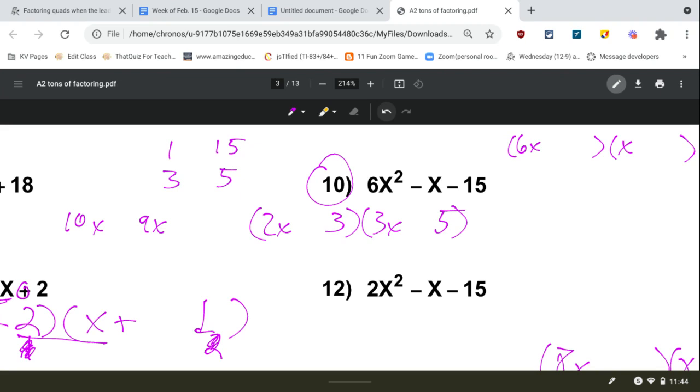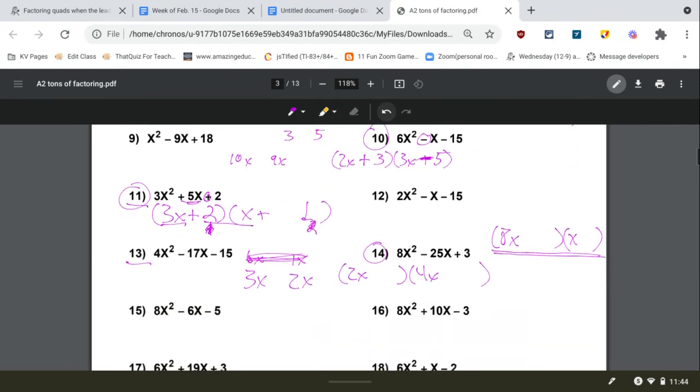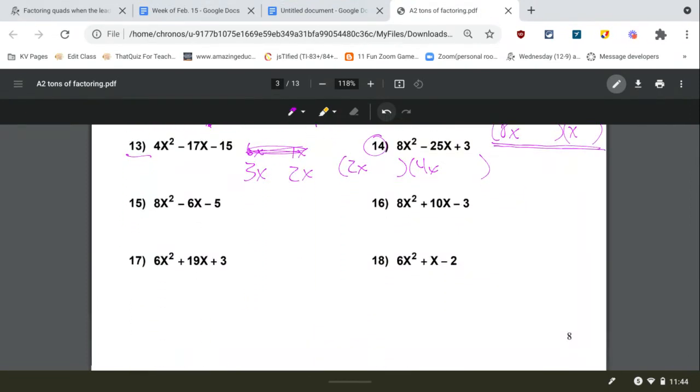So if I try the negative here and the positive there, that's going to give me 10x, and this one's going to give me negative 9x. But see, that gives me a positive x out of the middle, and I don't want a positive x. I want a negative x. So I need to change that to a plus sign, and I need to change this one to a minus sign. All right, so that'll do number 10. I think we'll call it for this one.